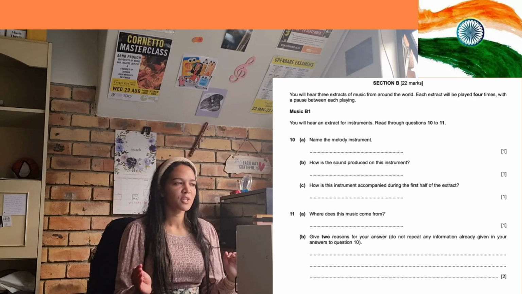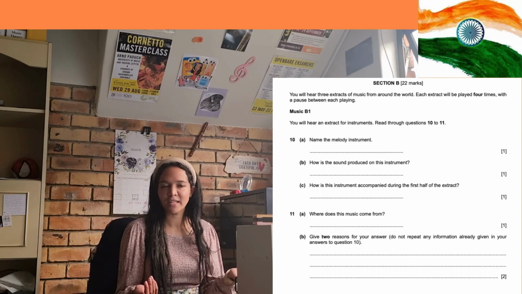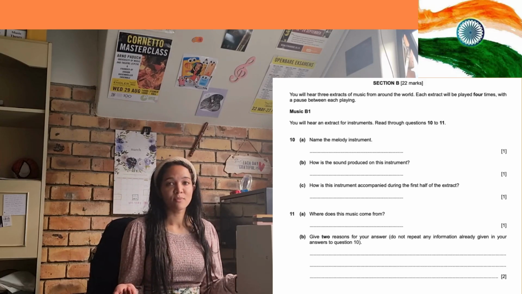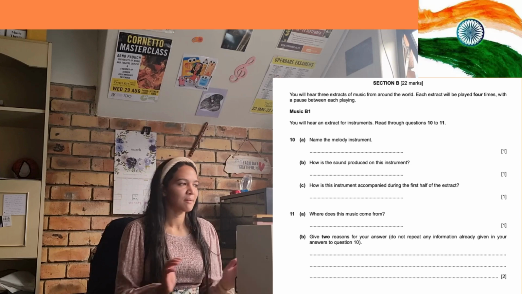Next question, how is this instrument accompanied during the first half of the extract? So already by this question we can tell that there's going to be a first half and a second half of an extract. And now we have to listen to how the instrument is being accompanied. This being the melody instrument, how is it being accompanied?